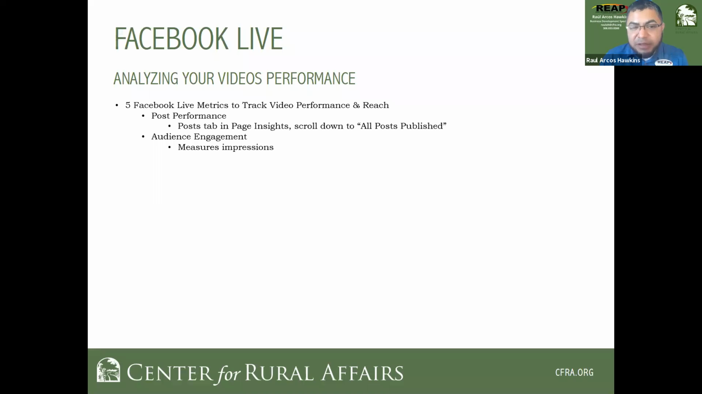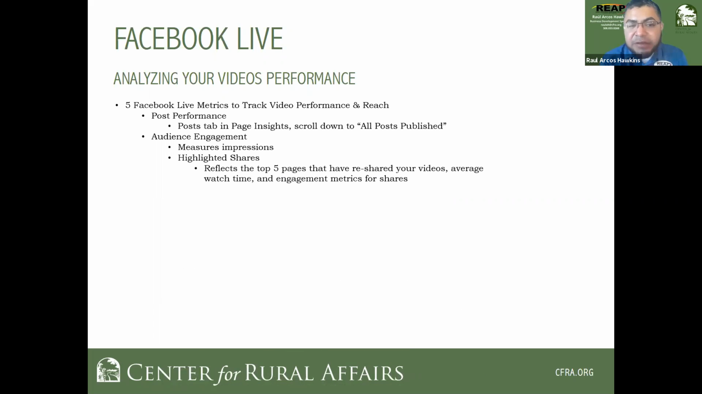The other one is the audience engagement. It measures the impressions. In impressions, we're talking likes, shares, comments, anything that was included when people actually watched the video or liked it or shared it or commented. The other one is the highlighted shares. This will reflect the top 5 pages that have reshared your videos, and average watch time and the engagement metrics for the shares. So this will give you some really good information about how many times somebody has shared your video and what the average watch time was.